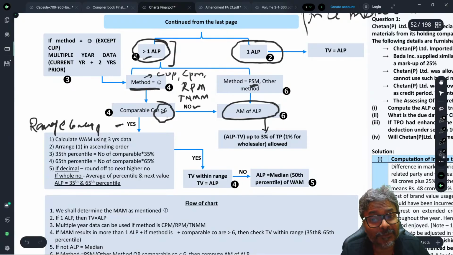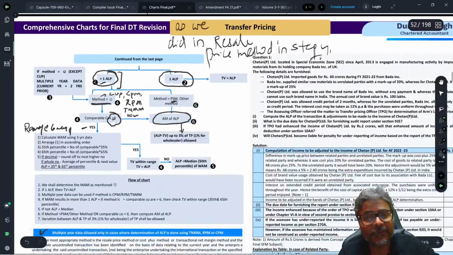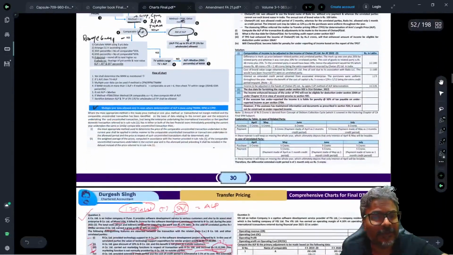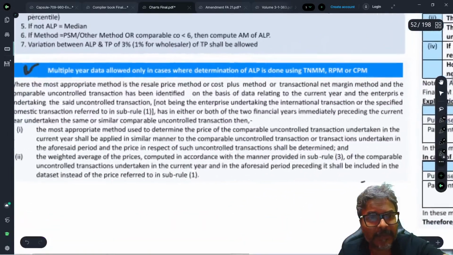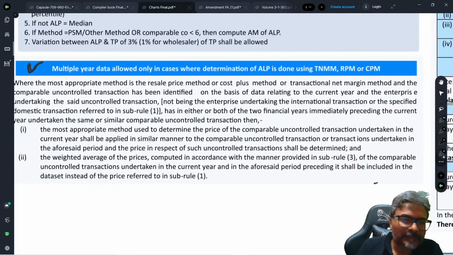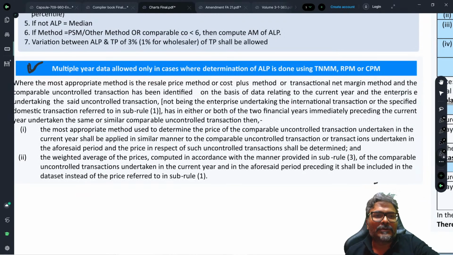And now the most important point, which many of you are not aware of, and this is about this one. Be careful, students. Multi-year data. What is this concept of multi-year data, students?